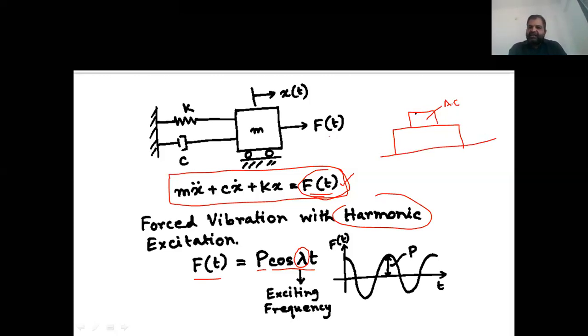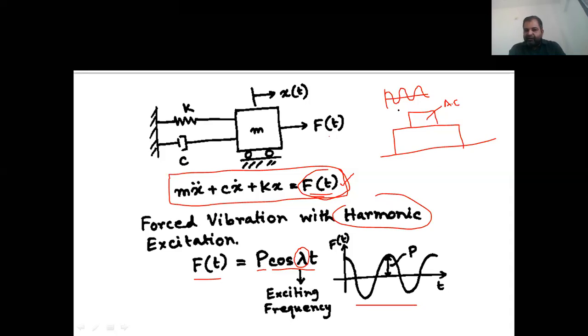As you start this motor, it vibrates rotationally with a certain RPM. This RPM is nothing but the frequency of this harmonic motion. So if you plot the response of how the motor is vibrating, it looks exactly like this. Am I right? Harmonic motion, right? Like what you have drawn here. So the motor is vibrating with this.